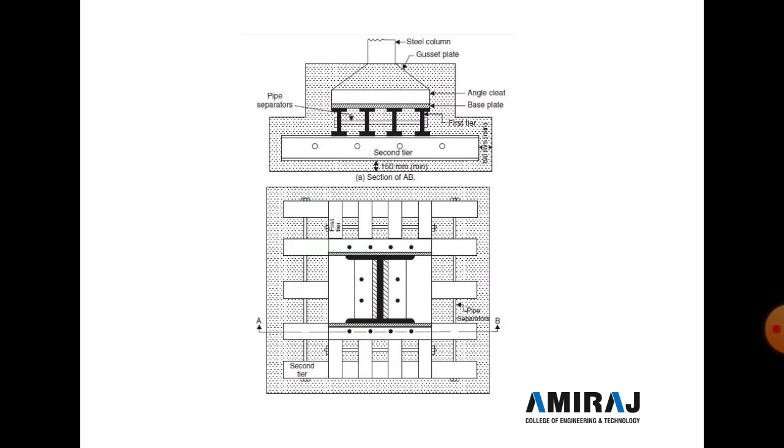Now here a steel grillage foundation is seen. Below the steel column, a gusset plate is provided and an angle cleat is provided to fix the column and base plate. Here I sections are provided and all the I sections are at right angles to each other in each layer, and all the steel structure is covered with concrete.